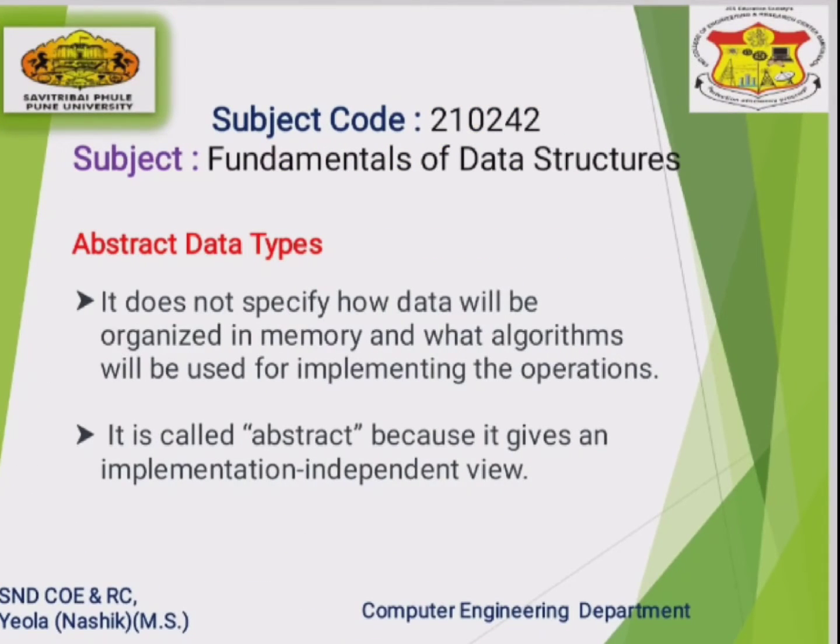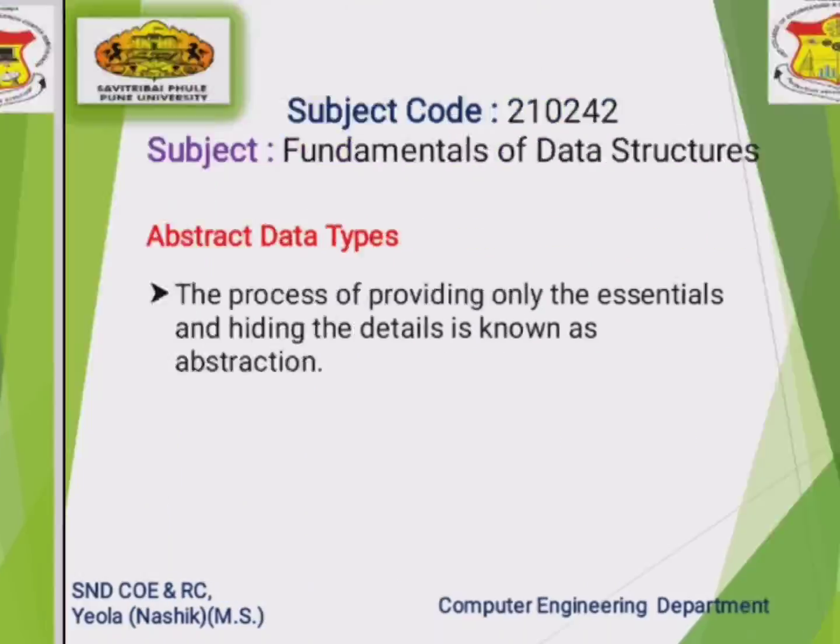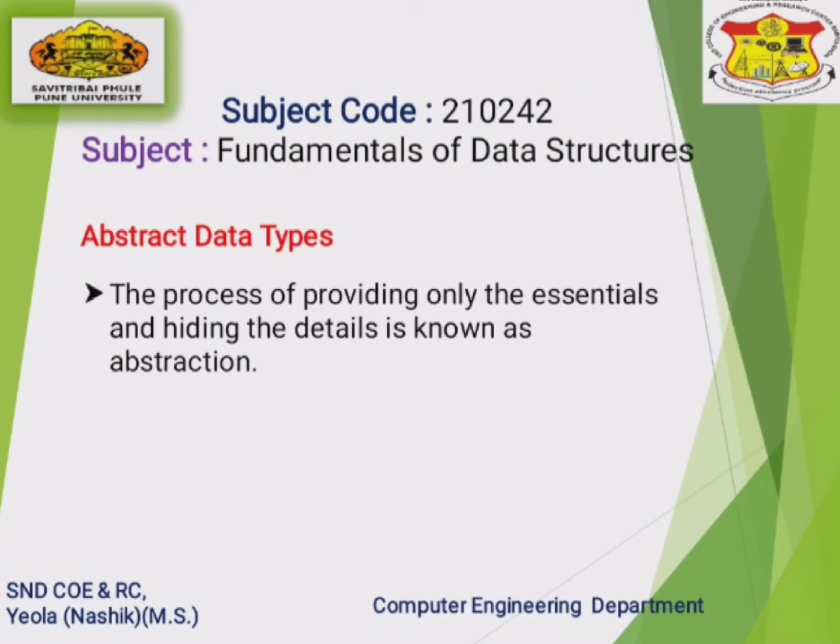It does not specify how data will be organized in memory and what algorithm will be used for implementing the operations. It is called abstract because it gives an implementation independent view. The process of providing only the essentials and hiding the details is known as abstraction.